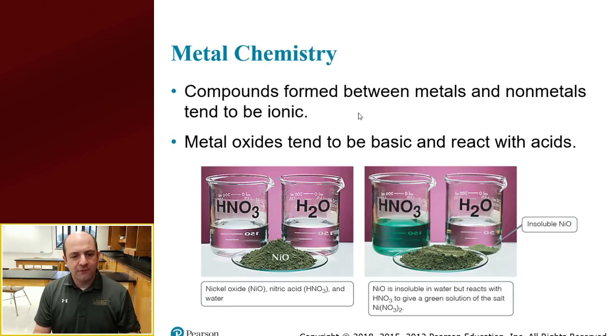All right. For metal chemistry, just some general stuff they want you to know here in the book. Metal oxides tend to be basic. So here they take a nickel oxide, and when they put some of it into both beakers, the beaker with water didn't do anything, but the beaker with the nitric acid, it reacted, and we get this nice green solution here. The other one is that compounds between metals and nonmetals, well, that's ionic compounds, right? We've talked about that before. Metal plus nonmetal, cation plus anion, ionic compound.